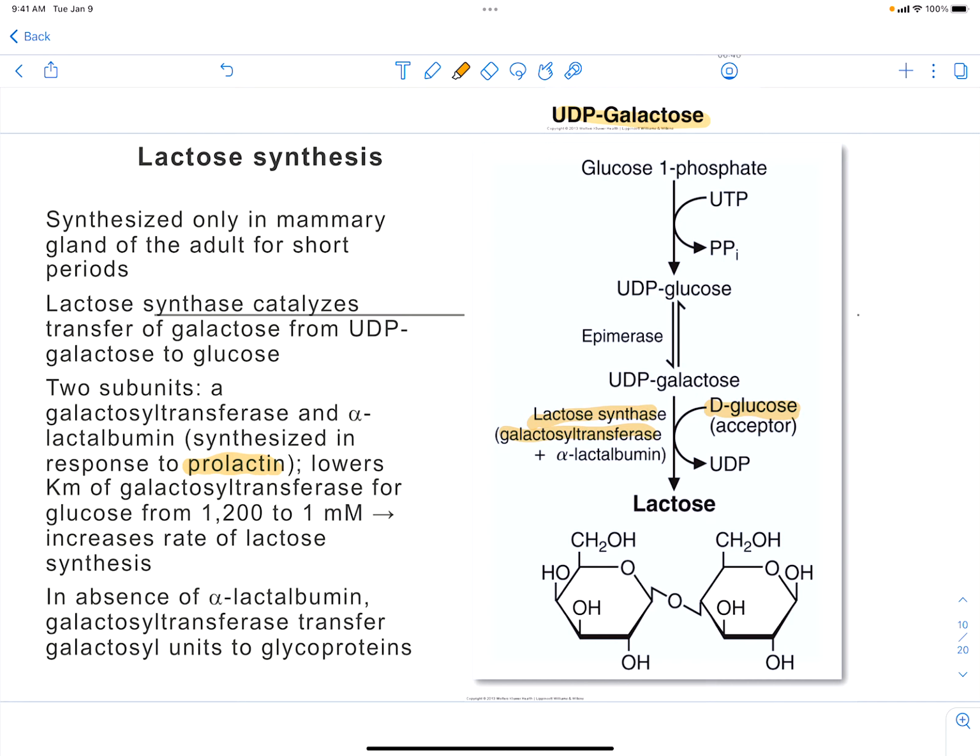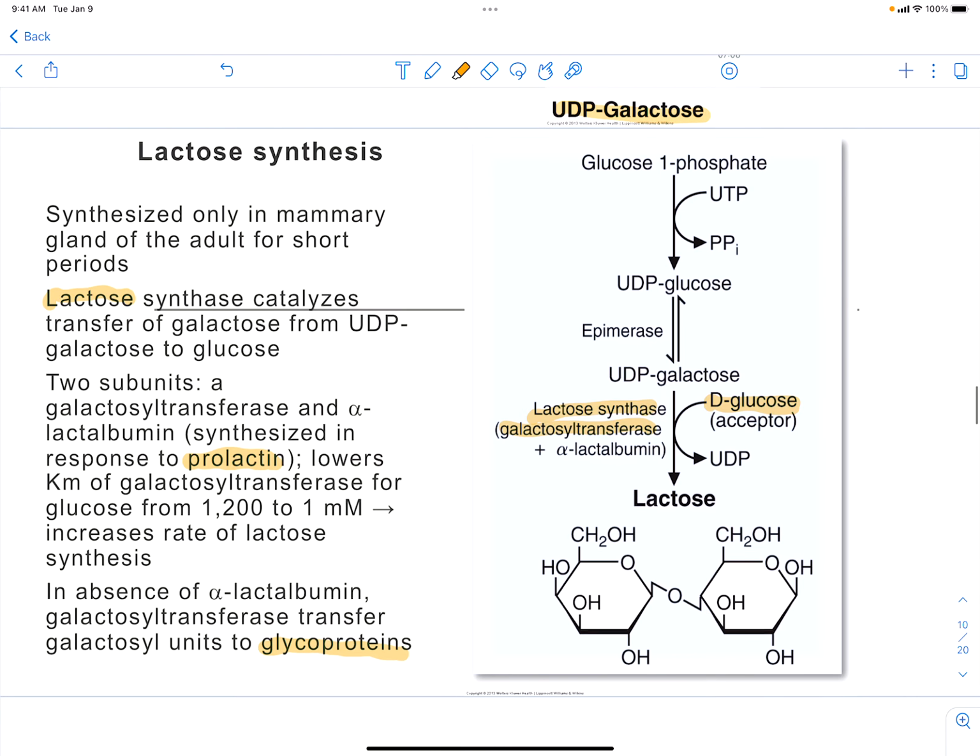Alpha-lactalbumin glycosyl transfer activity, in the absence of that, you're not going to get lactose formed. Instead, your UDP galactose will form glycoproteins. It's also going to be used for glycosylation. Now, this, of course, is all synthesized into lactose synthase.